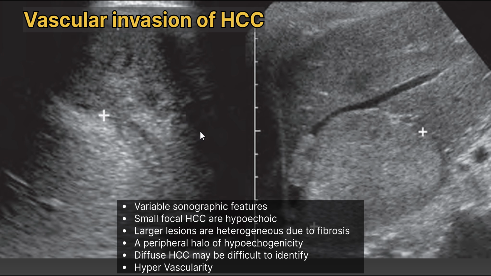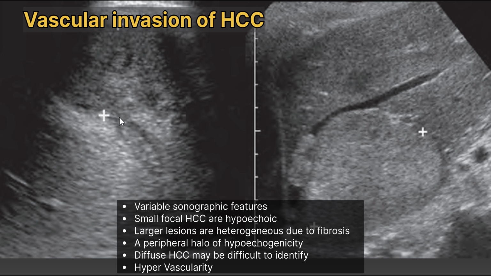HCC has a strong tendency to invade the hepatic vasculature. Estimates of venous invasion range as high as 30% to 60% of the portal veins and 15% of the hepatic veins. The obstruction of the bile ducts is uncommon and is usually due to extrinsic compression.